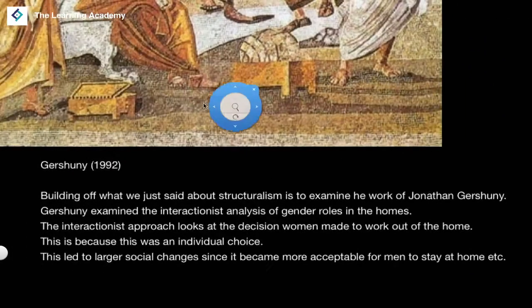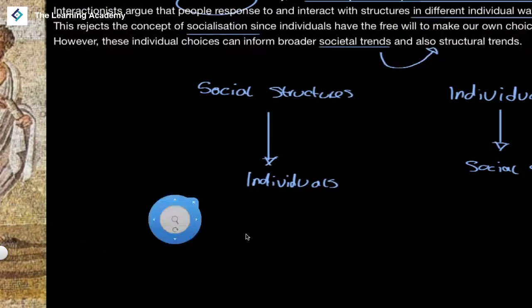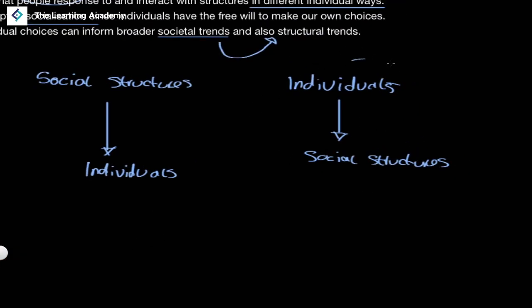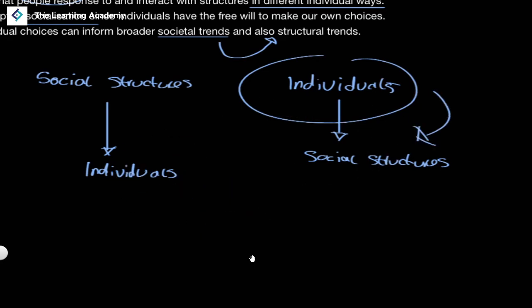And this brings us to a famous sociologist who was an interactionist, okay, Gushuni, and building off what we said about structuralism, their work was very, very interesting. They examined interactionist analysis of gender roles in homes, and this is actually a good example of how we can explain how individuals inform societal structures rather than the other way around.